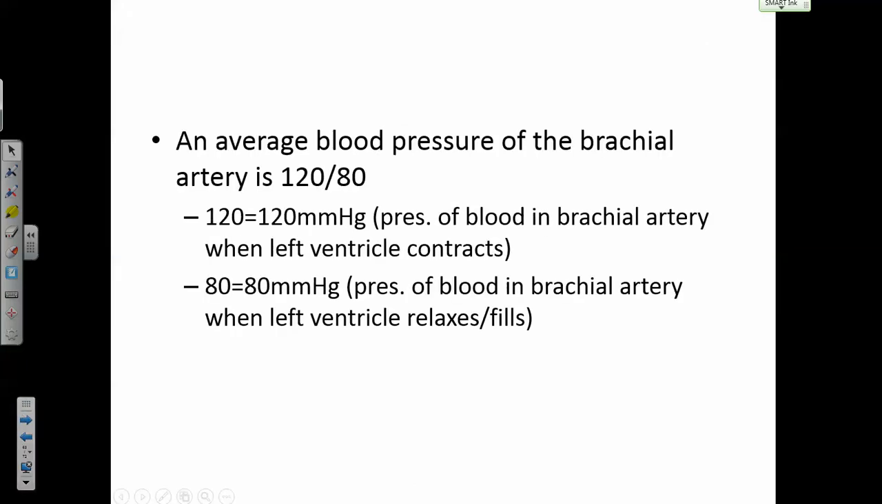You want it to be about 40 millimeters of mercury difference between the two. You need a good difference.